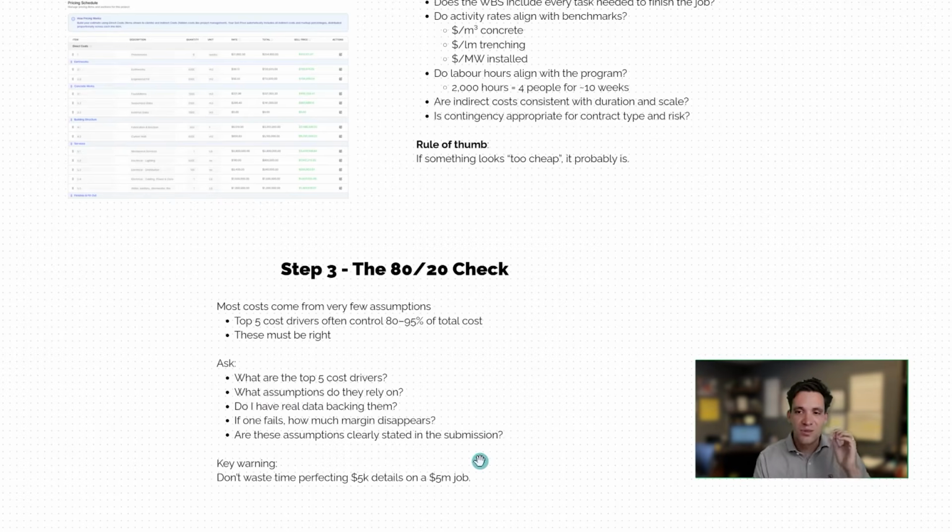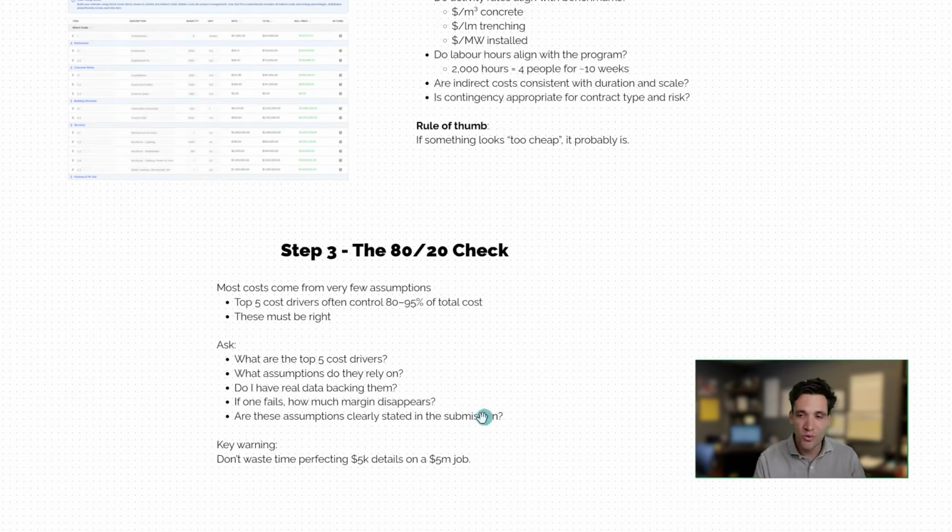The key message I want to drive home here is you should spend most of your time reviewing the top 5 to 10 cost drivers and any key assumptions. Likely, they're going to be things like key productivity rates for a specific task, or things like your labor rate if you're mainly a self-performed business.